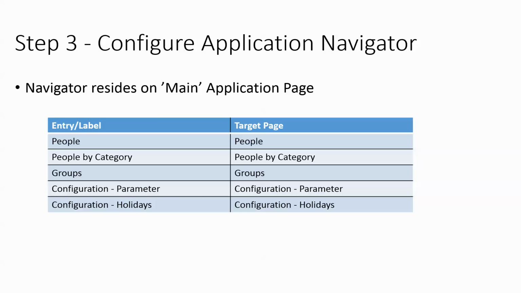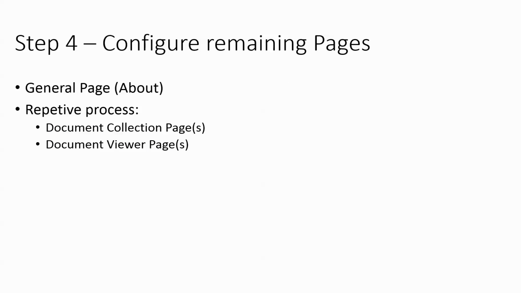Next we configure the application navigator. This navigator is our menu for the application and resides on the main application page. We will provide 5 links to the 5 application pages of type document collection. The following step is to configure all other application pages. These are 1 general about page, we have 5 document collection pages and 4 document viewer pages. And the process for configuring the document collection and document viewer pages is similar for each type.